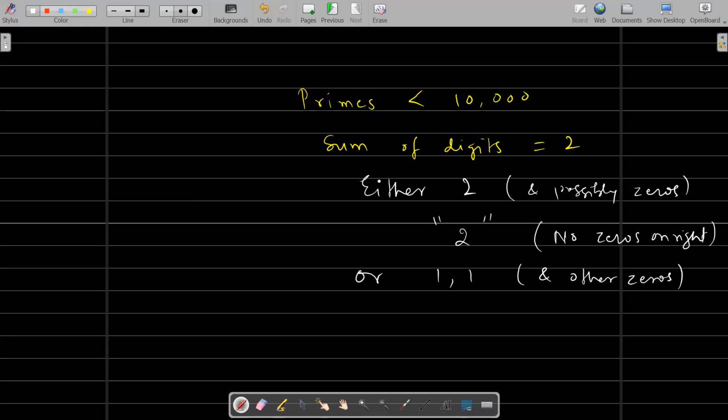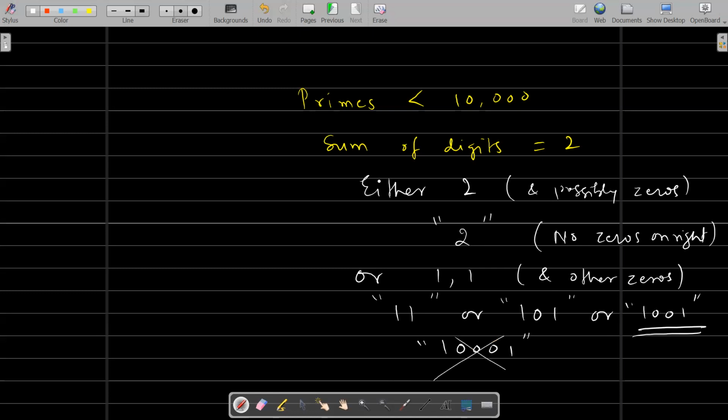Now how can I put two ones and some zeros? I can do it without any 0, that is 11, or I can put 0 in between, 101, or 1001, but note this is not prime. Or someone had written 10001, but see that it's above 10,000, so it's not valid and we won't consider this number.